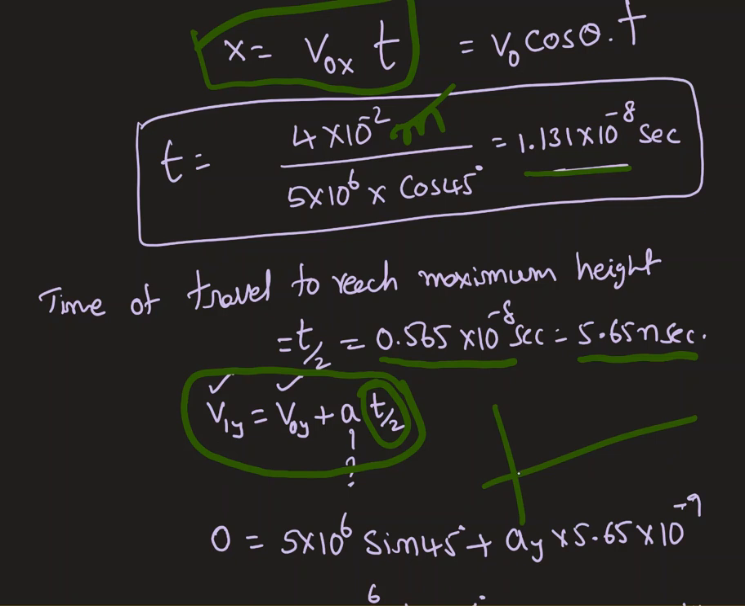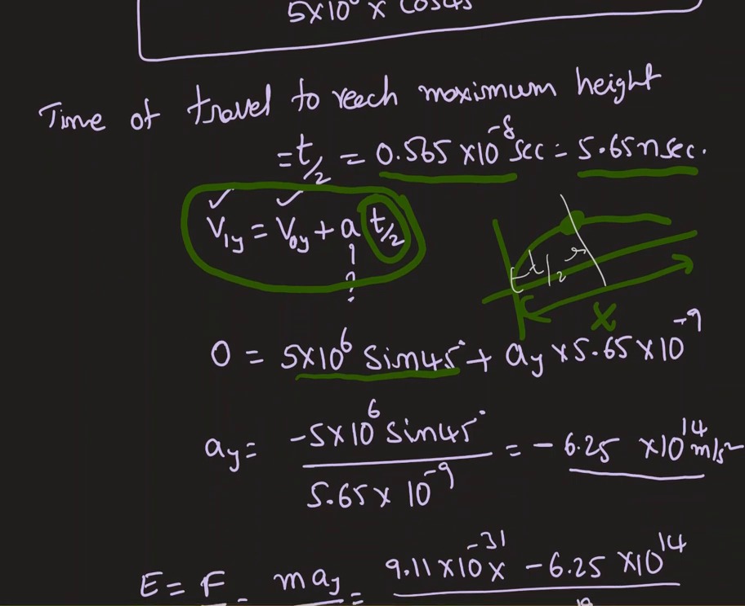So in projectile motion, once it reaches the midpoint, the velocity in the y direction is 0. That's what I'm taking. And it equals v0 in the y direction, which is 5 times 10 to the power of 6 sine 45 degrees, plus a_y, which I don't know, I'm trying to find. As I mentioned, I used t by 2 because I took the total time as t, so I just need the time of travel till this point. So that's the reason I'm taking t by 2. Other than that, it's not t by 2 in the main equation.